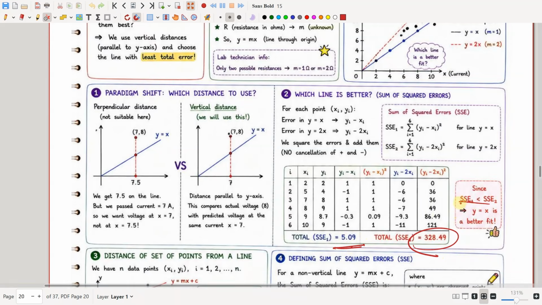So SSE of 1 is less than SSE of 2. So the first line, y is equal to x, is a better fit. Therefore this line y is equal to x is a better fit. So this is how we define the sum of squared errors. That brings us to the end of this discussion.